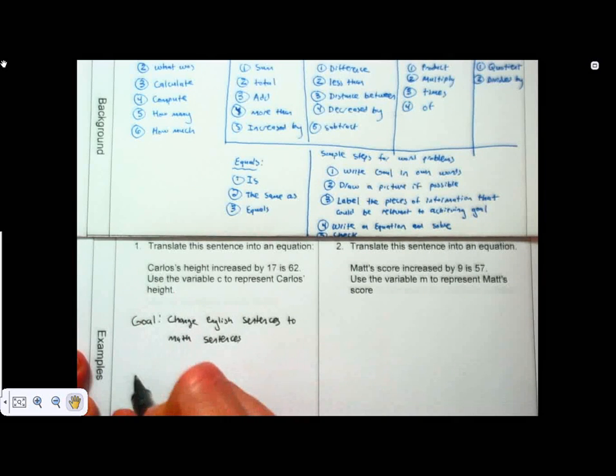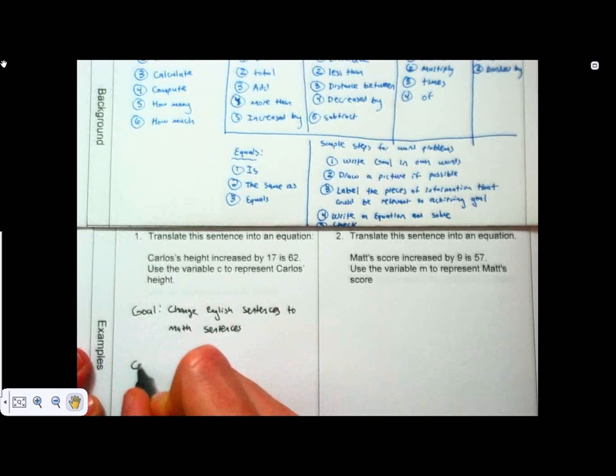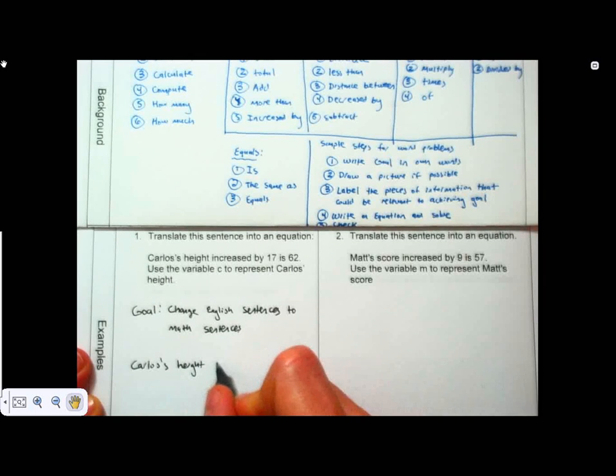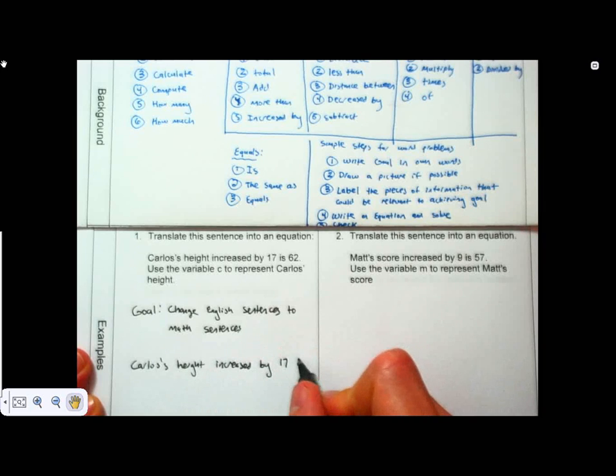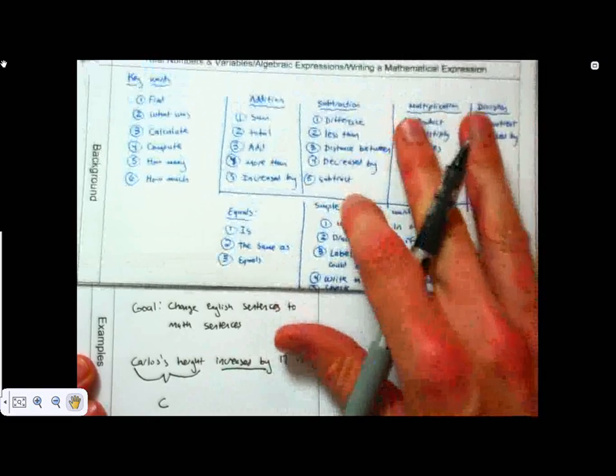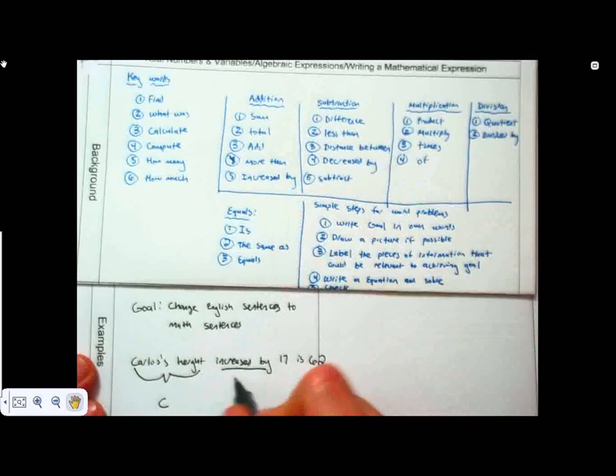So what I'm going to do is write down our sentence. So we've got Carlos's height increased by 17 is 62. Looking at the information they gave me, they said that Carlos's height we can represent with c. If I look at the next part of the sentence, it says increased by. Well, looking at my keywords, increased by is under addition.